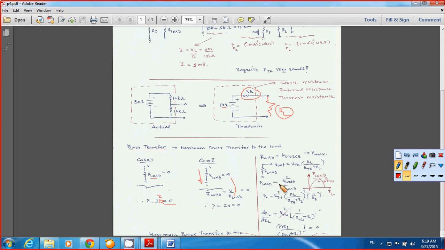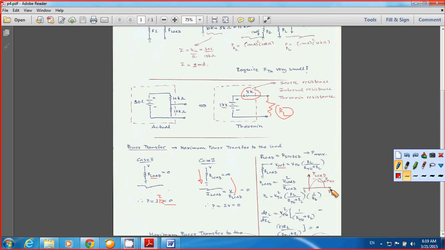Power to the load becomes V squared over R. You already have V here, so you simply square this term. So I have VTH squared multiplied by RL over (RTH plus RL) squared, and then divide by R load. So that's why I have R load here.